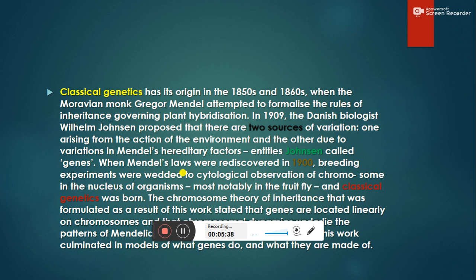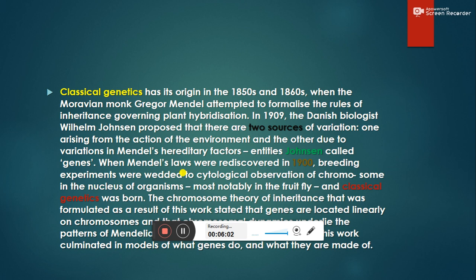And in 1909, the Danish biologist Wilhelm Johannsen proposed that there are two sources of variation, one arising from the action of the environment and the other due to variation in Mendel's hereditary vector.